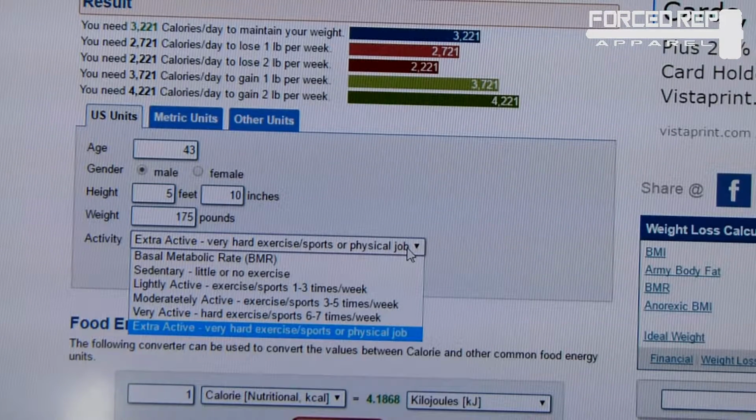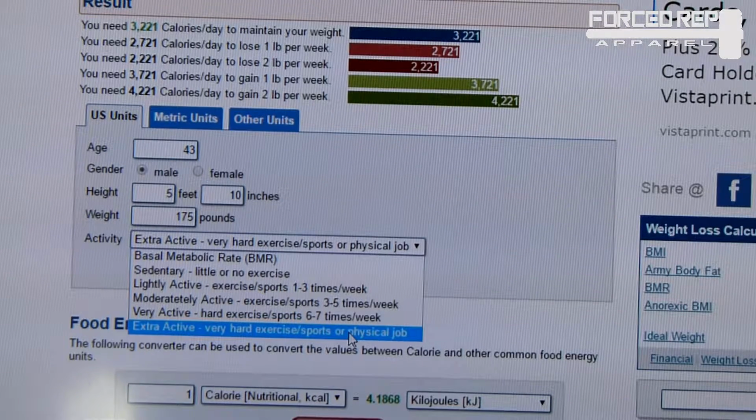Extra active is for people who exercise regularly, and on top of that have a very grueling job and/or sports schedule, whatever. This gentleman owns a landscaping company. He owns a landscaping company, likes to run as exercise and lifts weights. So very, very, very active. He's going to obviously fall in this very hard exercise, sports, or physical job.